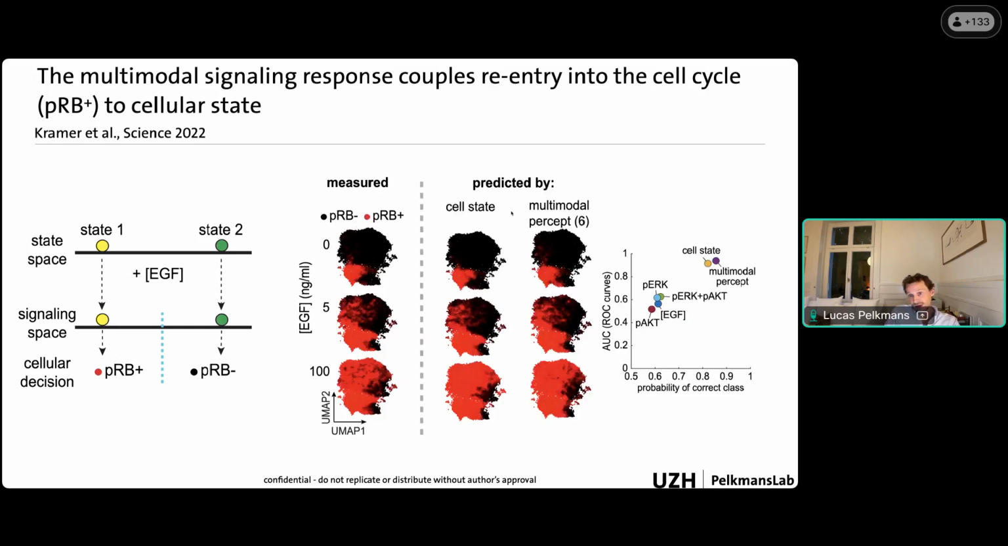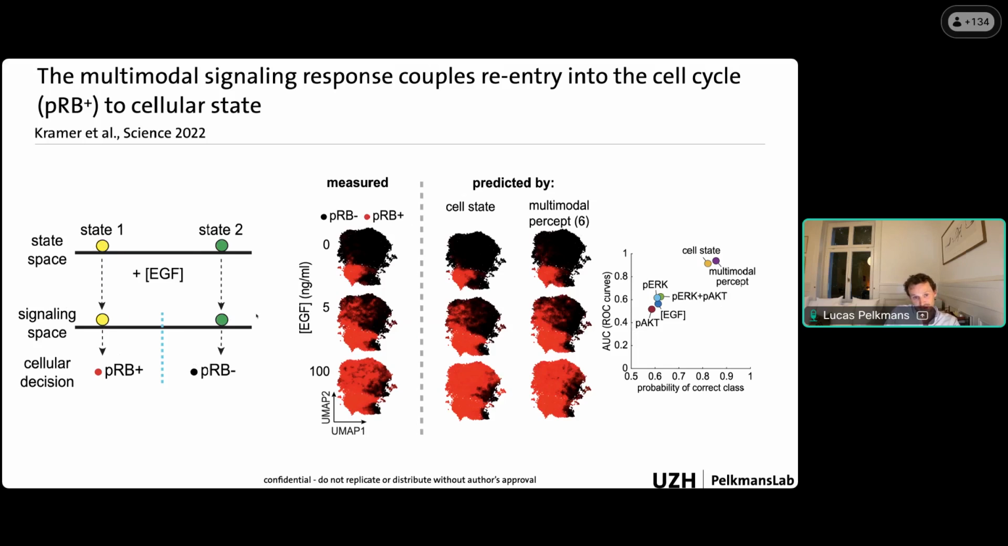So we can actually very nicely predict which cells decide to re-enter the cell cycle based on its position in cellular state space, but also by knowing its multimodal percept, so knowing the activity levels of all the signaling nodes, as you can also see quantified here. So this idea that I show here on the left really seems to hold true, right? Cells make decisions based on their position in signaling space, which is in turn conditioned by positions in state space.